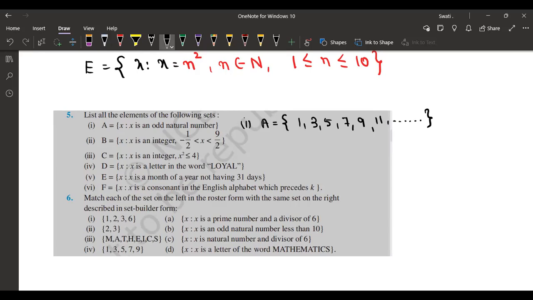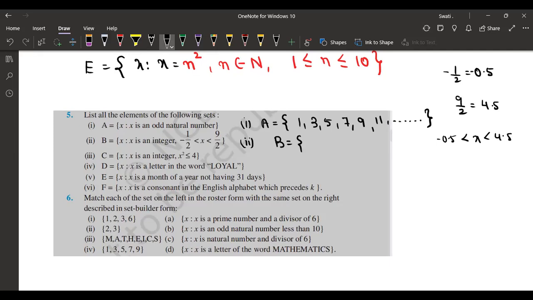The next question we have is B equals x such that x is an integer, and x has a condition that it is in between -1/2 to 9/2. For this question, you know that 1/2 is 0.5 in decimal form, and 9/2 is 4.5 in decimal form. But what is -1/2? It is -0.5. So -0.5 and 4.5, you need to list all the integers, right?